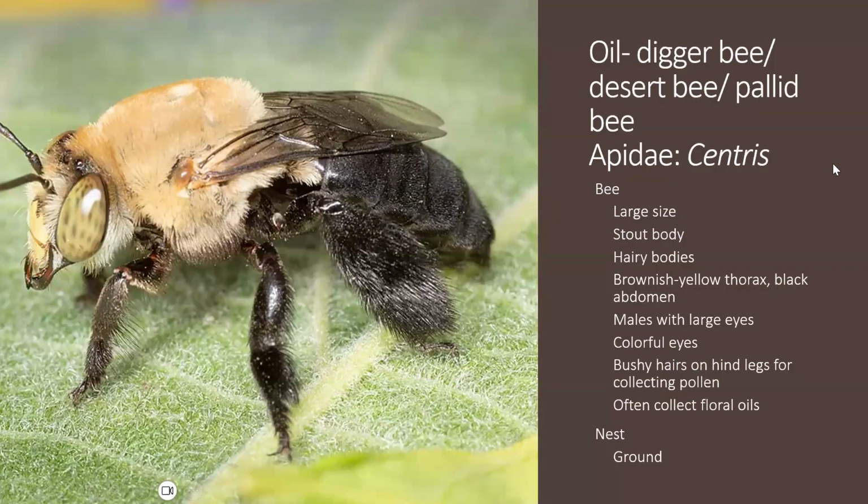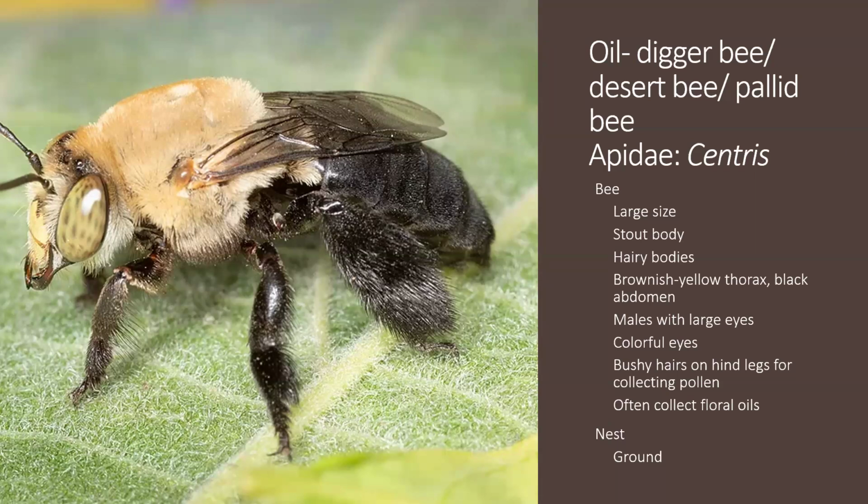The oil digger bees, these are also called desert bees or pallid bees. These are another one in the family Apidae. This is in the genus Centris. And these are some of our larger bees. They are going to have a stout body, and they can sometimes be mistaken for bumblebees if you don't know what you're looking at.